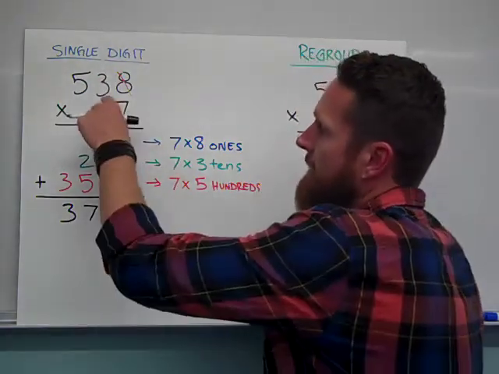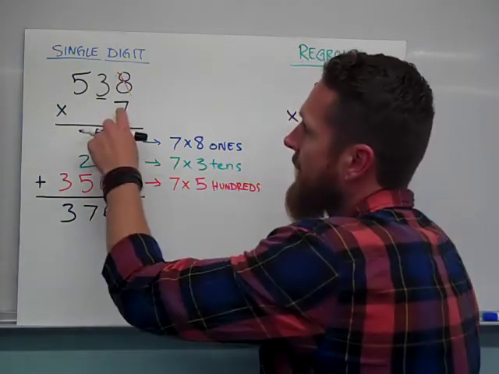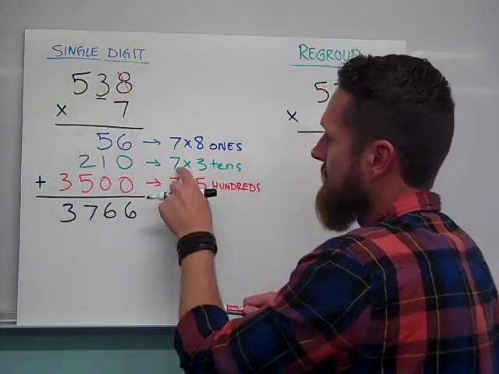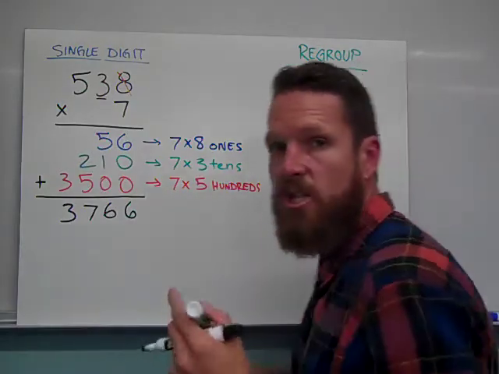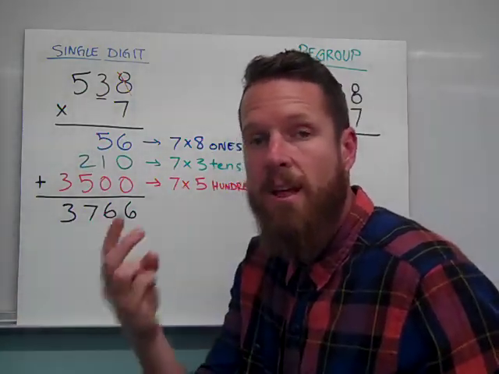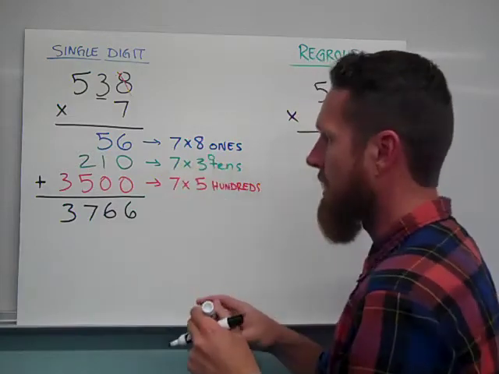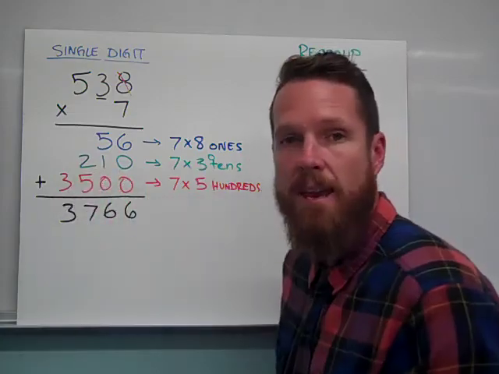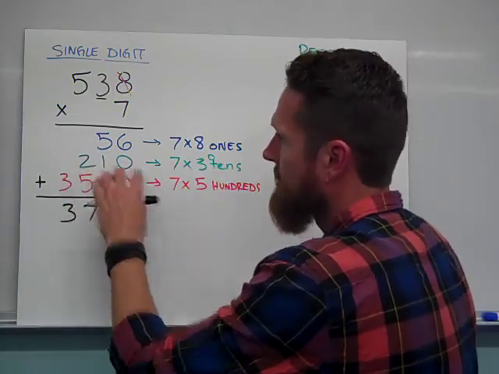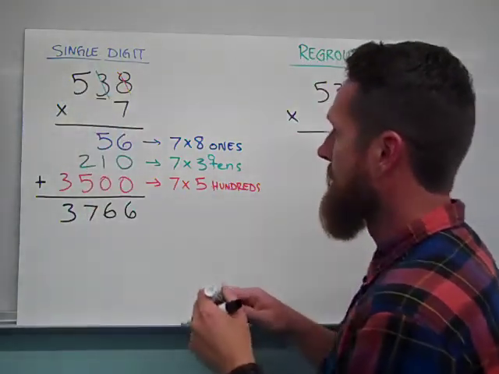Then we move on to the next place value, and that's the tens. So now we say 7 times 3 tens. 7 times 3 tens is like saying, because 3 tens is 10, 20, 30, it's like saying 7 times 30. And 7 times 30 is 210. So we write 210. We are now done with the tens.